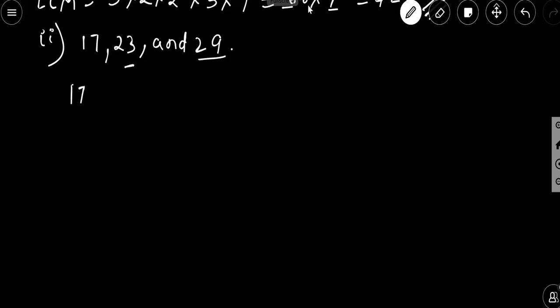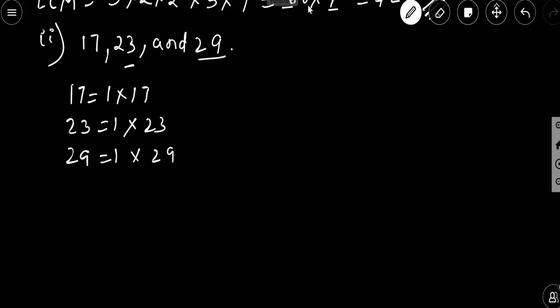17 is a prime number, so I will just write 1 into 17. 23, how do I write? 1 into 23. 29, how do I write? 1 into 29. Why am I writing like this? Because it is not divisible by any other number; it is divisible by only 1 or by itself. So next, we have to find out the HCF. What is the common number here? The common number is only 1. So HCF is equal to 1.